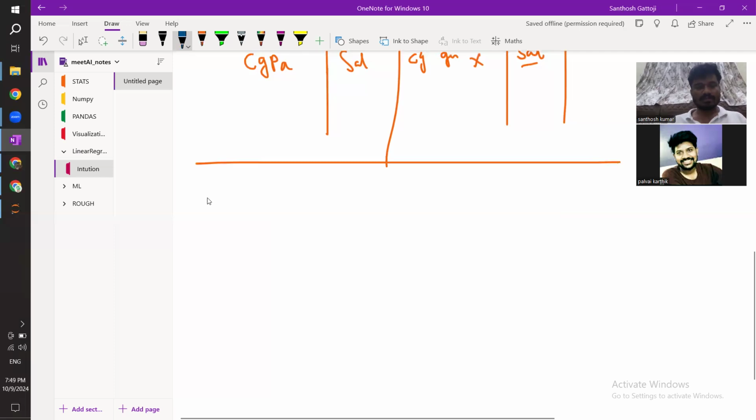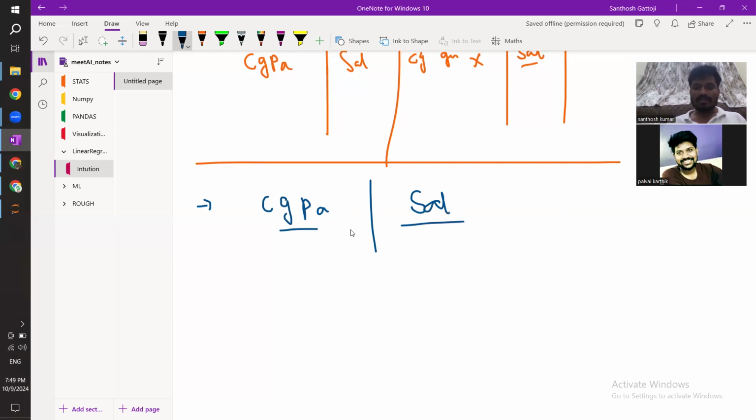So as I said, for example, if you're having a simple task, we have CGPA and we have salary. Using this, I want to predict this. But fundamentally, before that, let's forget you have this data. You went to the office, and if you ask me, what should be the salary for this particular person? I have not given you any data. No data is given.